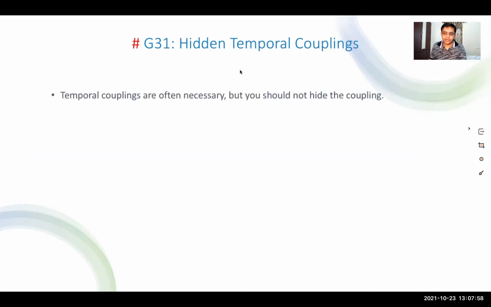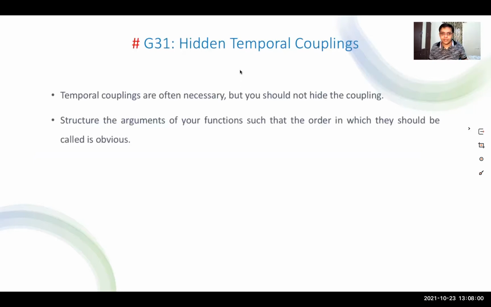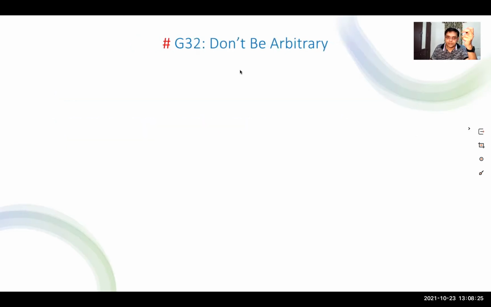And hidden temporal couplings. Somewhere we need to use temporal couplings, but we should not actually hide them, right? That coupling and all those things will come later, but just remember: structure the arguments of your functions such that the order in which they should be called is obvious. Somewhere the order is very, very important, so the coupling is very important. The coupling part we will discuss.